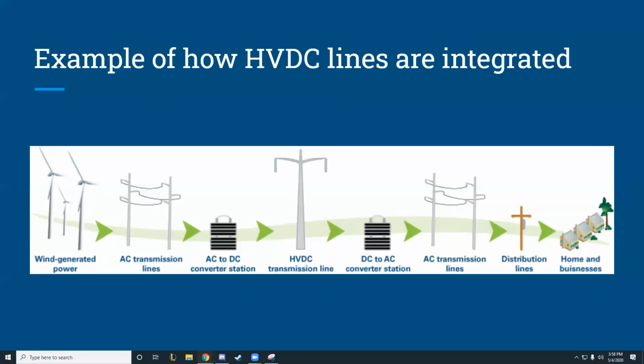Now an example of how high voltage DC lines are integrated is in this example of a wind generation plant. First, wind generated power is transmitted over AC transmission lines, which would then be converted into DC at a converter station to be used on the high voltage DC line. Once it travels over the high voltage DC line, it would then be converted back into AC, which would then be distributed to homes and businesses.